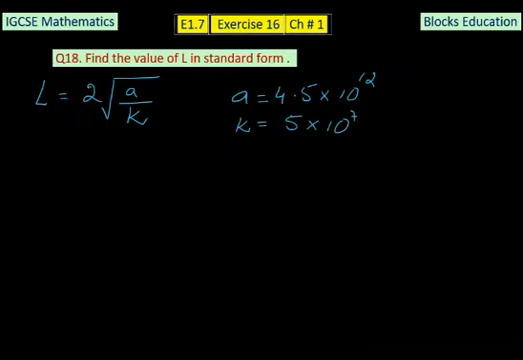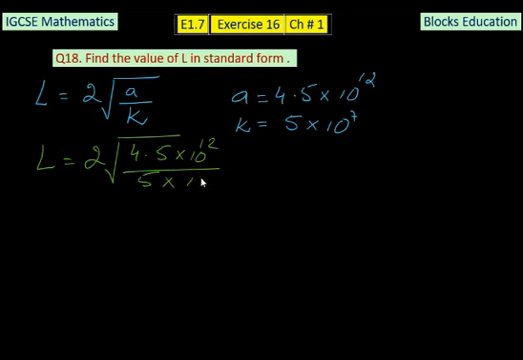In question number 18, it says find the value of L in standard form, and this is the formula. L is equal to 2 whole under root A over K, and we are given the values of A and K as this one. So let's plug these values of A and K into this formula. So we will have L equals 2 whole under root, and A is 4.5 into 10 raised to power 12 over K, which is 5 into 10 raised to power 7, right?